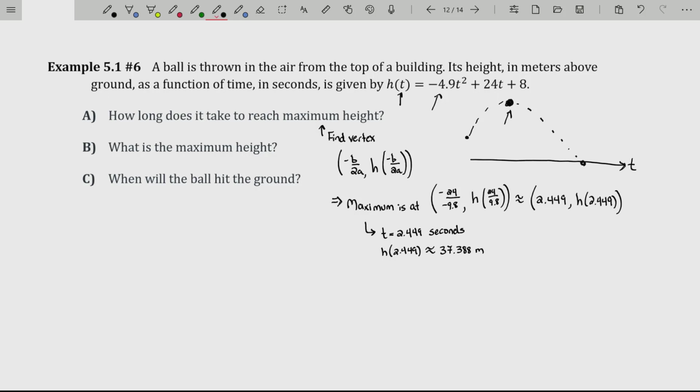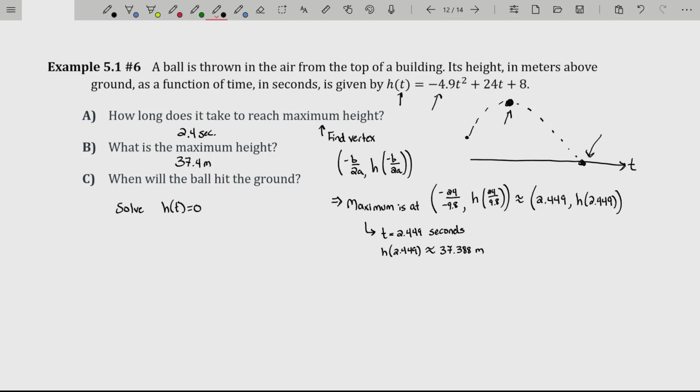What's the maximum height? Okay, well, we just answered that, 37.3, I'll just say actually 37.4 meters. And how long does it take to reach? That was 2.4 seconds. And then when will it hit the ground? That's actually a great question. When will it hit the ground? Well, the height of the ball when it hits the ground is 0. So we would need to solve h of t equals 0. We want the height to be 0.